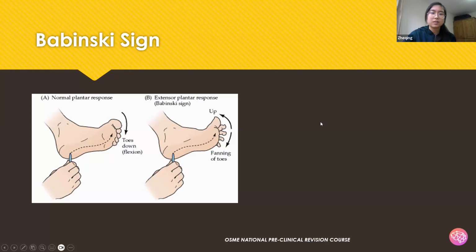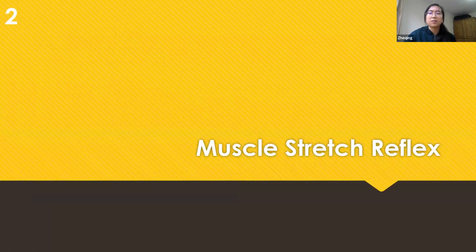It's quite an important test in neurological examinations because it helps you to differentiate whether there is a lesion and what kind of lesion it is. So as I mentioned earlier, it's an upper motor neuron lesion that causes the Babinski sign. So now we move on to the next topic, which is the muscle stretch reflex.